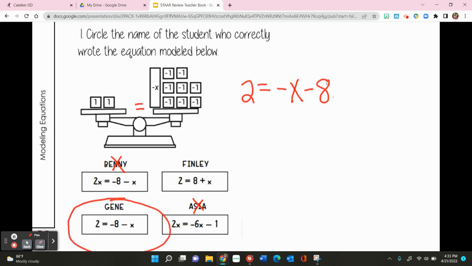Also remember that you can switch. It does not have to be in this exact order that we put our x's and our constants. If you look here at Jean's equation, they put the constant first, and then they went ahead and put the variable. So that was number 1.